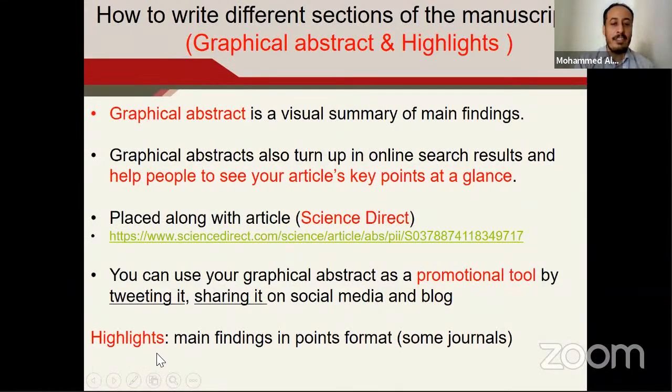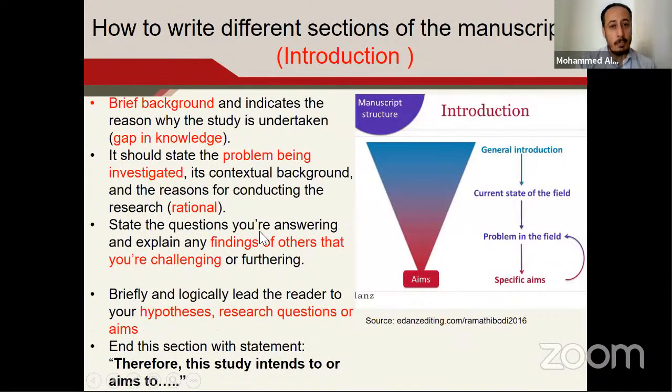The highlights are actually in bullet points that summarize your study. So it's the statement of conclusion, but in bullet points, but few journals request that. Let's move after the graphical abstract to the introduction.